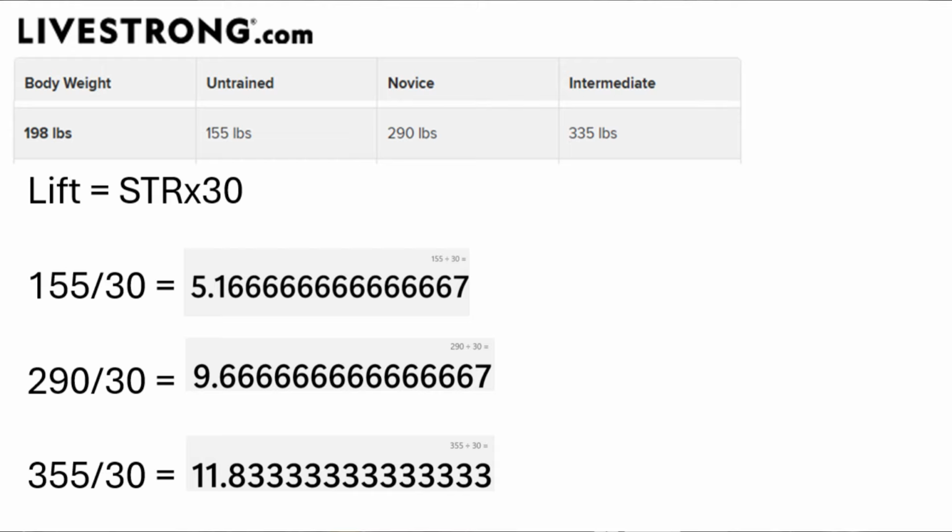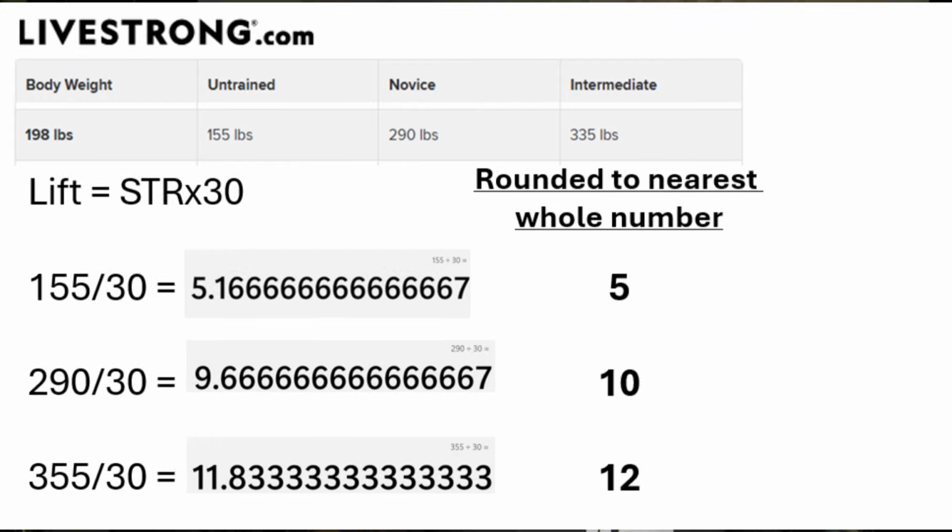And if we do that, we can see that for somebody who's about 200 pounds, looking at the untrained versus novice versus intermediate, we divide 155 by 30, 290 by 30, 355 by 30. What do we get? We get 5.1, 9.6, and 11.8. But let's just round those to the nearest whole number. So we're going to get 5, 10, and 11.3.